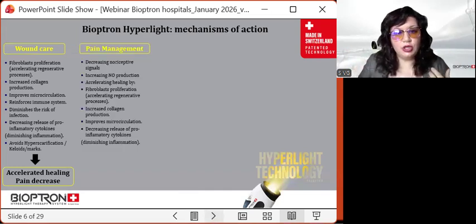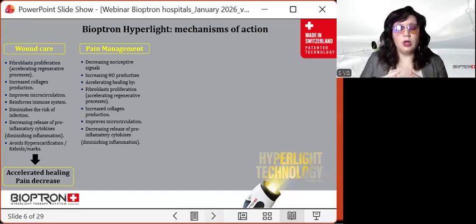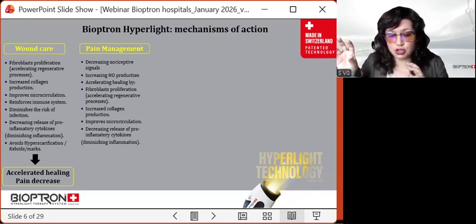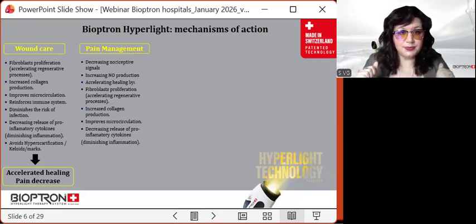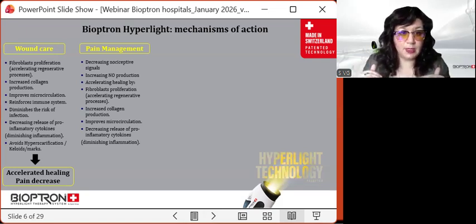If you are approaching a unit about pain management, or a service that is taking care of pain management for different domains, as we will see later. Once again, Bioptron will decrease the nociceptive signals. So the nociceptive signals are the signals that transmit the pain sensation. We are decreasing these excessive signals. It will increase, for example, the nitric oxide action, a molecule that is known to decrease the pain also.